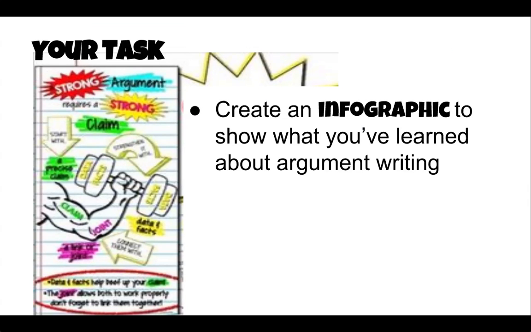So your task today is to create an infographic that will show what you've learned about argumentative writing. And I pulled one off of the internet, so you can't use this one, but you'll notice how it starts out by saying a strong argument requires a strong claim, and then it goes through, and I blurred out the words so you can't read them, so you can't copy it. But it shows how the claim is connected to the data and the facts are then explained by the so what. So that's what I want you to do, is I want you to create a picture or create a flow chart in some way to explain argumentative writing.